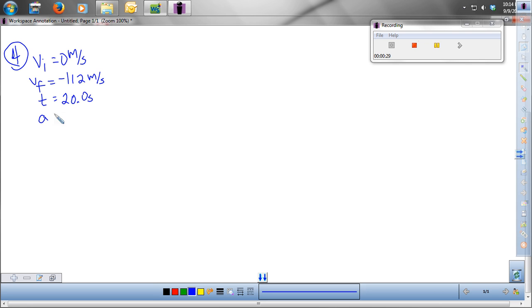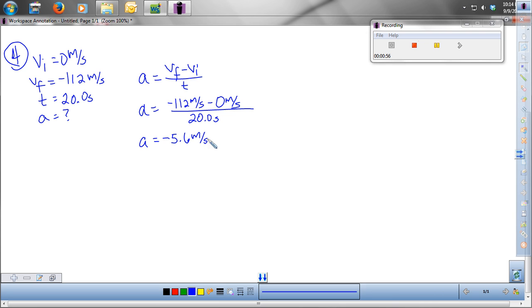And they're going to ask you to find the acceleration. So acceleration is equal to VF minus VI over T. Acceleration is going to be a negative 112 meters per second minus 0 meters per second over 20.0 seconds. So my math is going to tell me when I take negative 112 divided by 20 that I'm going to get negative 5.6 meters per second squared. Then I'm going to box my correct answer.